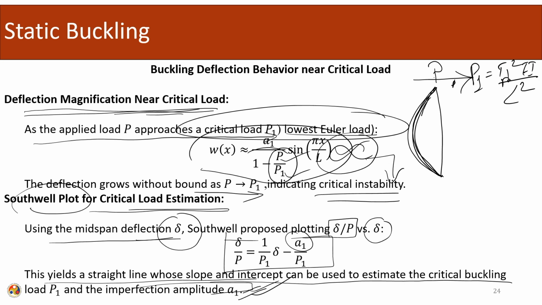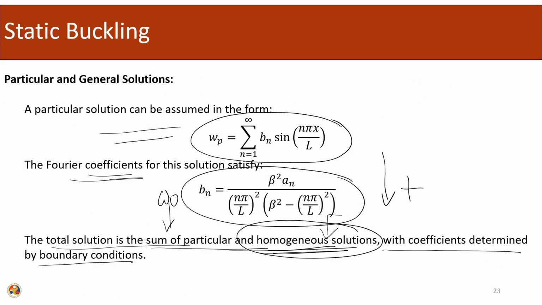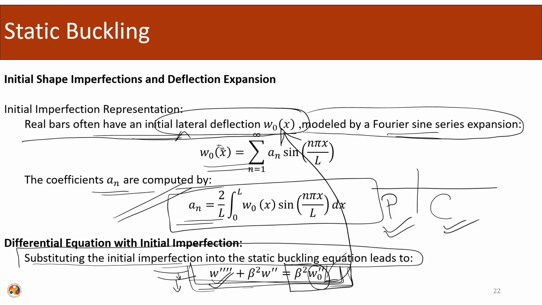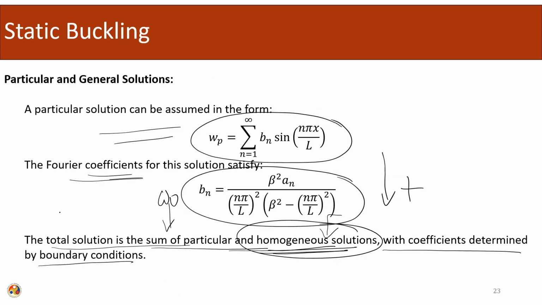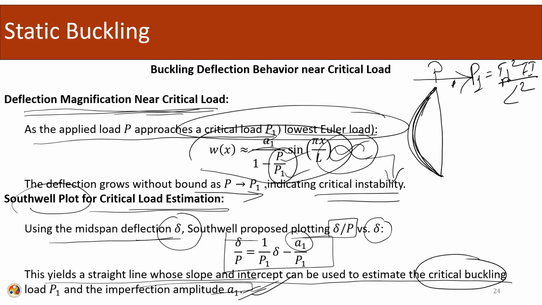This imperfection amplitude we can use to estimate the critical buckling load, for a case where we are taking into account the imperfection that exists in the system. So, instead of using this equation, we can directly calculate the value of An, and from An we can calculate the value of the critical buckling load.